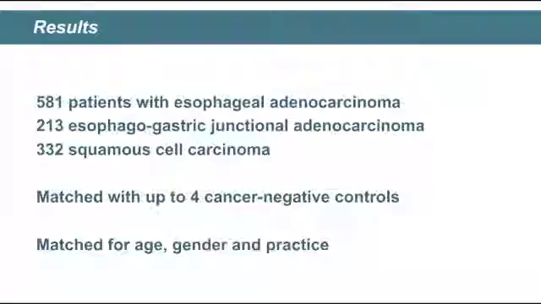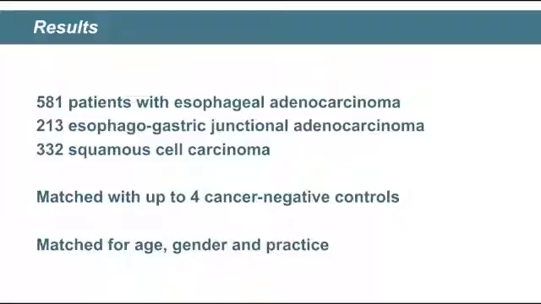We confirmed the histological subtype of esophageal cancer through linking the General Practice Research Database to the National Cancer Registry to identify 581 patients with esophageal adenocarcinoma, 213 with esophagogastric junctional adenocarcinoma, and 332 with esophageal squamous cell carcinoma. Each case was linked with up to 4 controls matched for age, gender, and practice. We conducted nested case control analyses using conditional logistic regression to determine the risk of the histological subtypes with prior statin use. We adjusted for confounders relevant to the etiology of the individual subtypes.